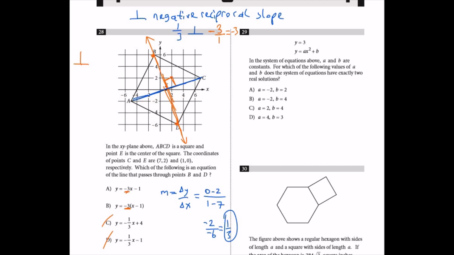Now let's go to y-intercept. So y-intercept is here, as you can see, positive, because it's intersecting somewhere at positive here. So negative 3x minus 1, this is negative y-intercept, but this is positive y-intercept because negative 3 times negative 1 is positive 3. So B is the answer.